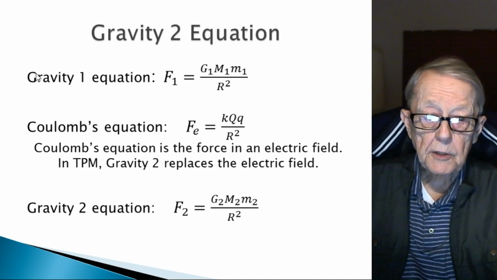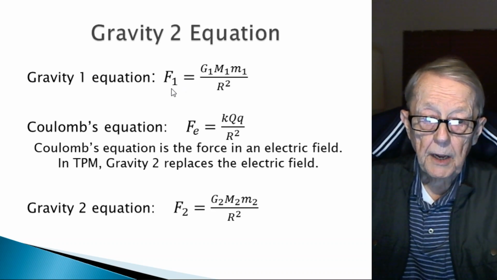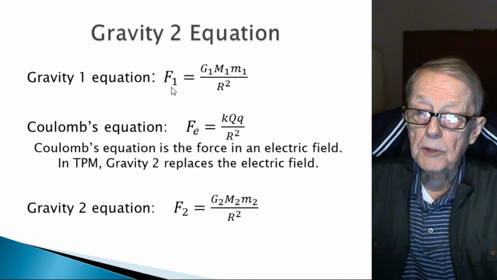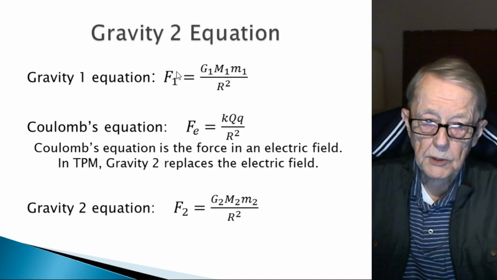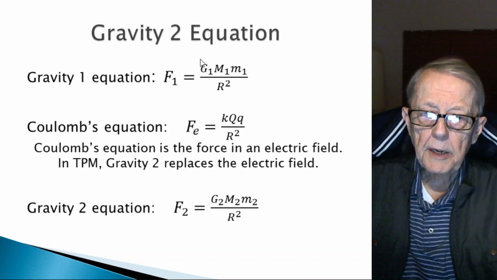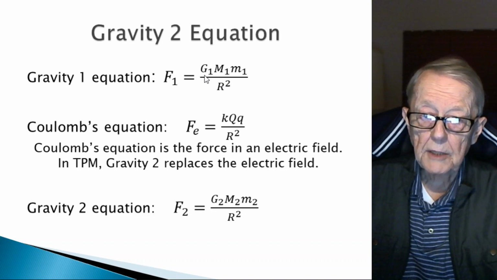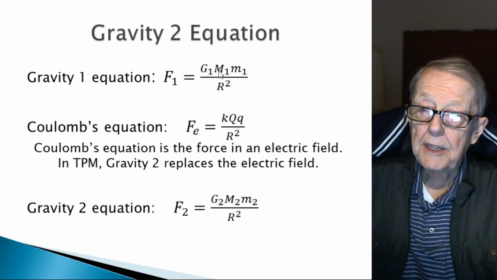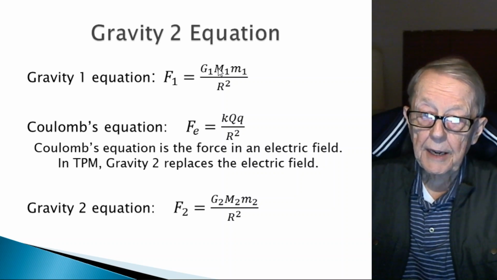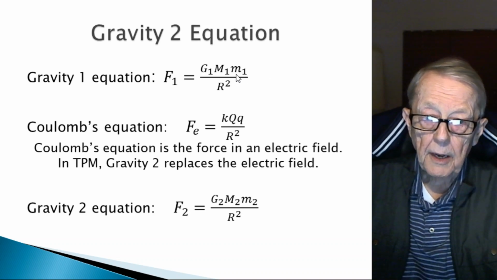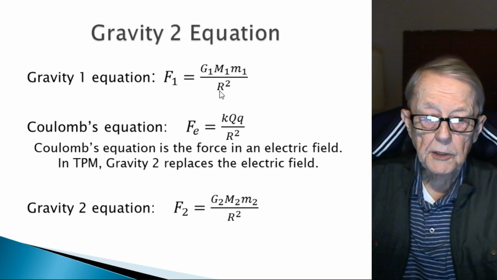And I've changed it to be a gravity 1 equation. F1 is the force of gravity in terms of level 1 gravity, which is the same as Newton. G1 is what you understand to be Newton's gravitational constant. M1 is the mass of the Earth, in the case we've been discussing, in kilograms. This is the mass of the object you're calculating the force from, and it's in kilograms, and the distance is in meters.